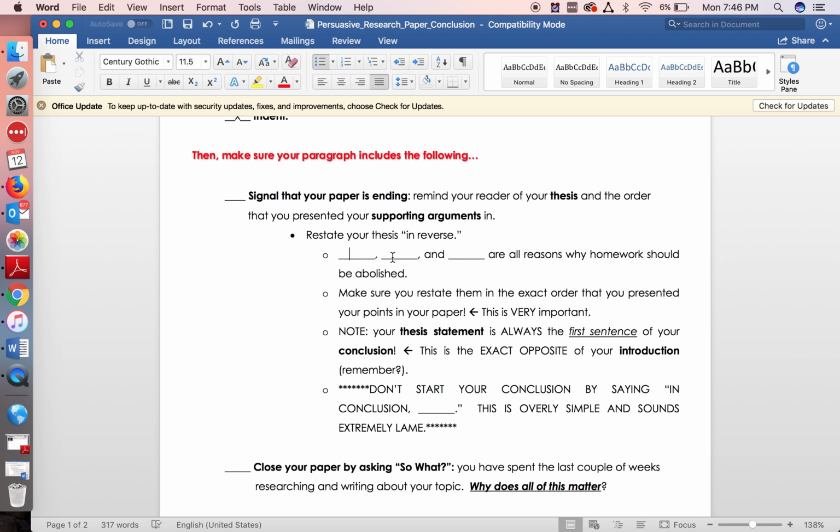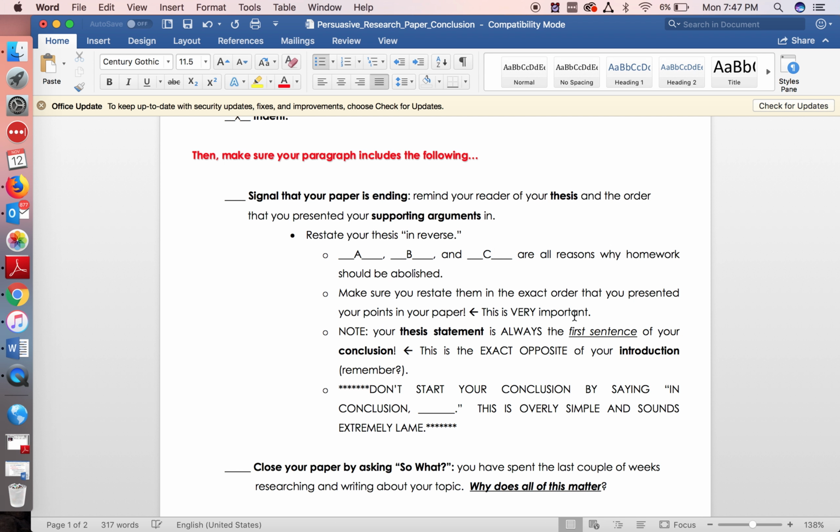Now, you're still going to want to state your ideas in the order they came in your body paragraphs. This blank is going to be body paragraph A. This blank is going to be body paragraph B, I'm sorry, and this blank is going to be body paragraph C. But you're simply going to flip your supporting arguments and your claim. So it's going to look just like this.